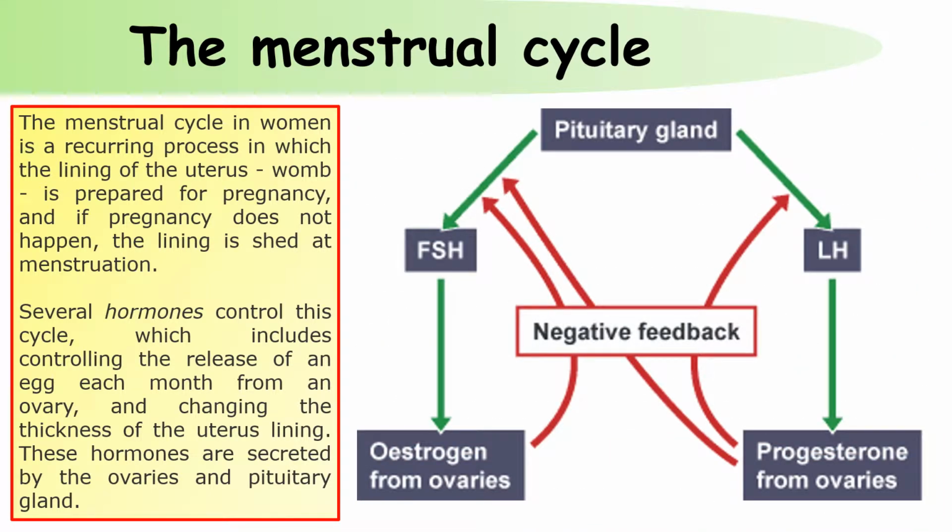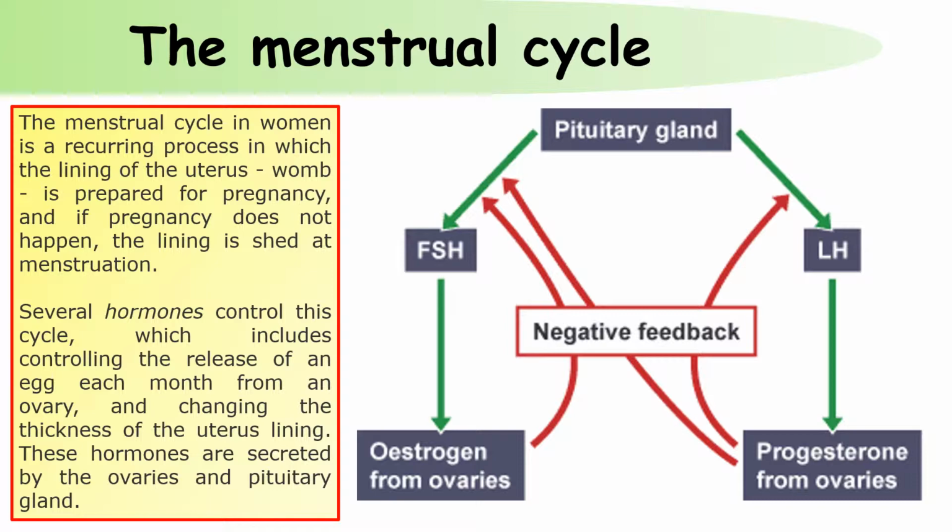So, the menstrual cycle starts with the pituitary gland producing the hormone FSH. FSH causes eggs to mature in the ovaries. The maturing eggs release the hormone estrogen. The estrogen passes back in the bloodstream to the pituitary gland and causes it to stop the production of FSH. At the same time, it causes the production of LH.